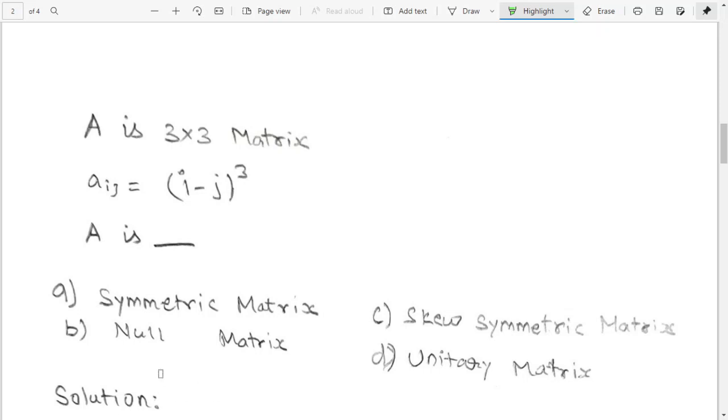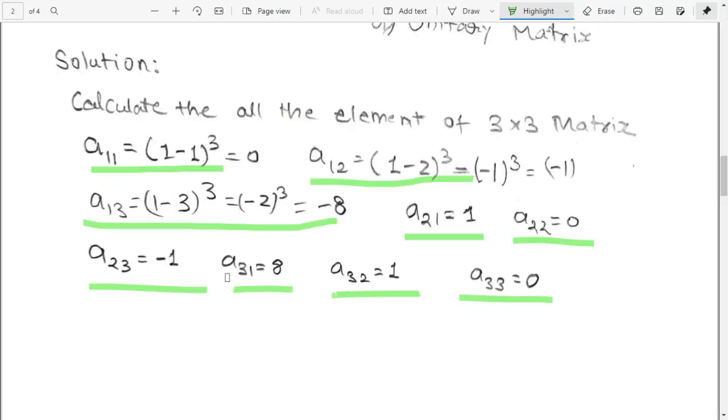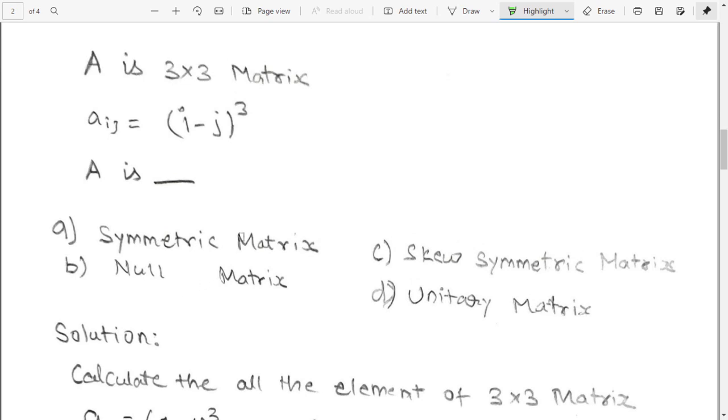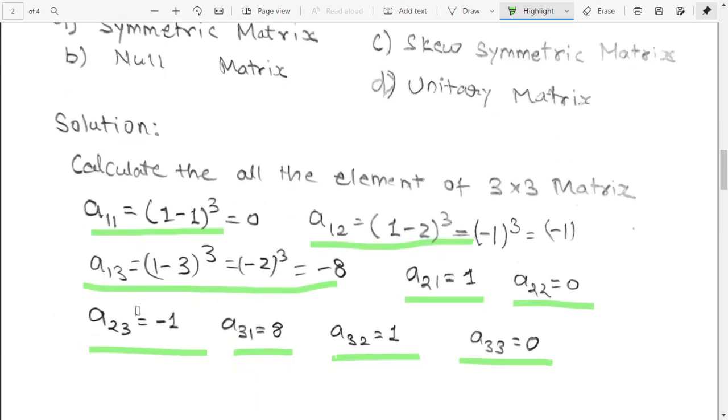So before going ahead, if you have an idea, you can go ahead with the linear algebra question. If you do not, you can watch this video till the end. Basically they will give an equation, and you need to calculate all the elements of the matrix. The equation given in the question is like aij equal to (i minus j) the whole cube. So you need to put all the aij values in that, and you will get the final elements of that particular matrix.